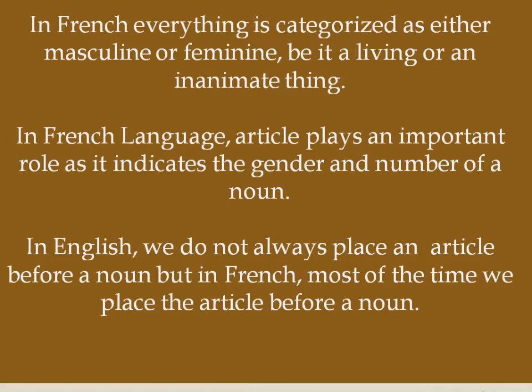In French, everything is categorized as either masculine or feminine, be it a living or an inanimate thing. So it's very important to memorize all the genders of the nouns. In French, the article plays an important role as it indicates the gender and number of a noun. In English, we do not always place an article before a noun, but in French, most of the time we place the article before a noun as it indicates its gender and number.